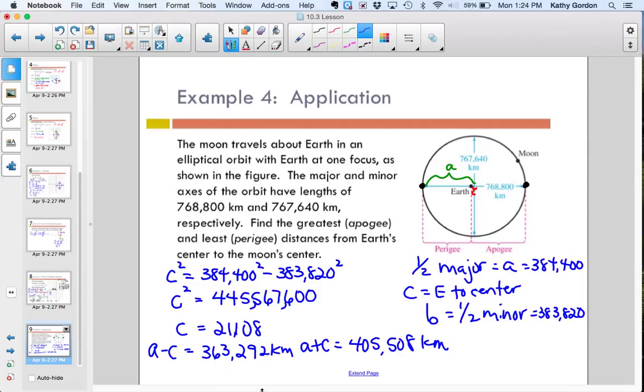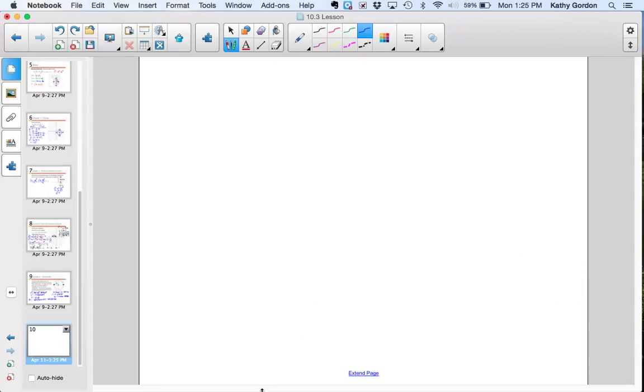Okay. So again, being able to work with a problem like this comes from understanding what ellipses are all about, what the key characteristics of ellipses are, so that you can use those to find the pieces that you're being asked about. All right, so that's it for the lesson.